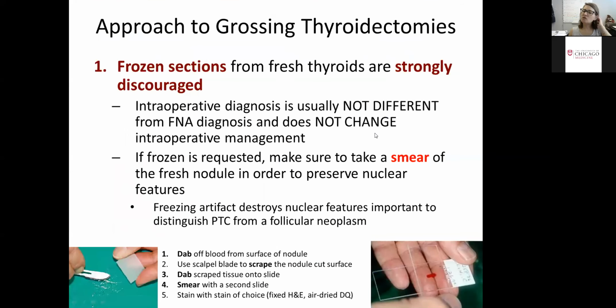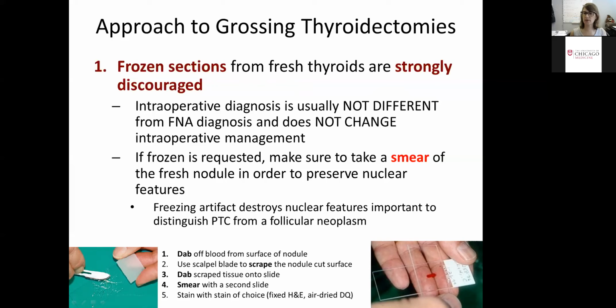So one thing I will start out with is by saying that very rarely do we get frozens for thyroid anymore. This used to be historically present in the past. They would be looking for cancer. They'd be like, oh, this had an indeterminate FNA, I'm going to see if we can find cancer. Well, unfortunately, the intraoperative diagnosis is usually not very different from the FNA diagnosis and does not change intraoperative management. So surgeons have essentially stopped frozen sections in this hospital with rare exception.